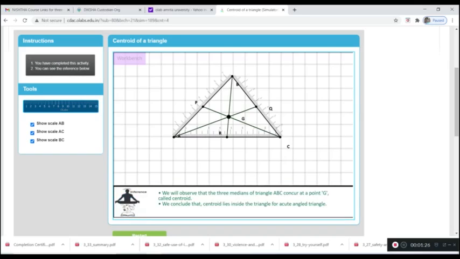So all the three medians are drawn. The three medians are AQ, BR and CP, and all the three medians are concurrent, they meet at a point G, and G is known as the centroid of the triangle ABC.